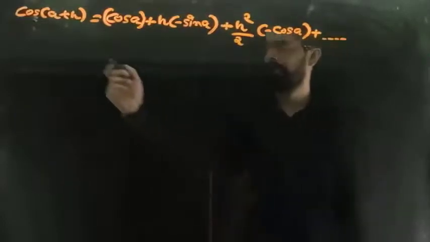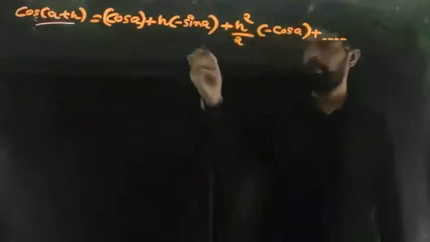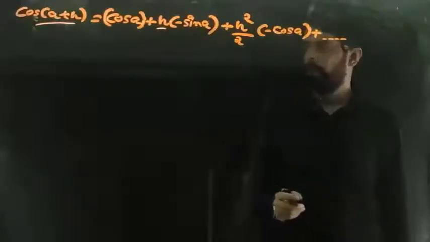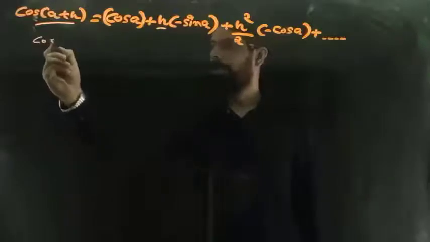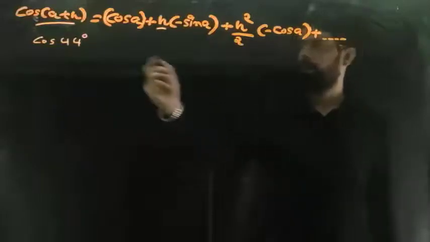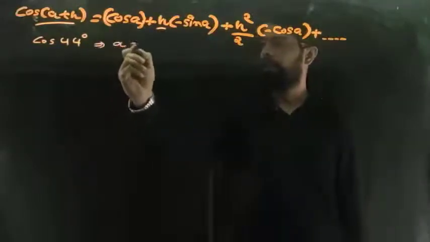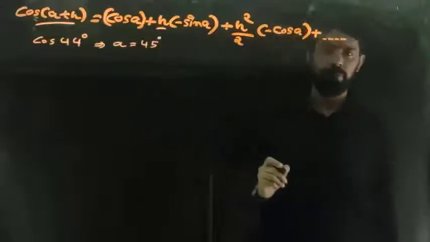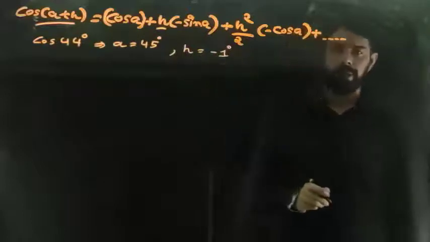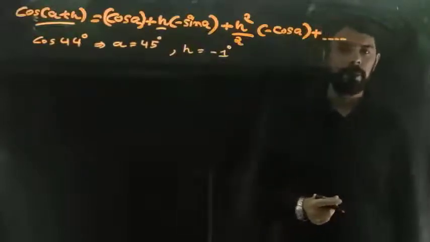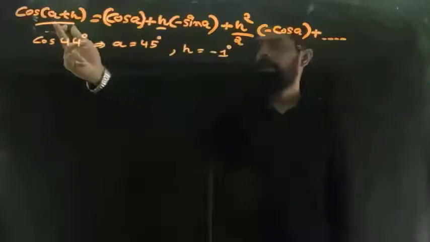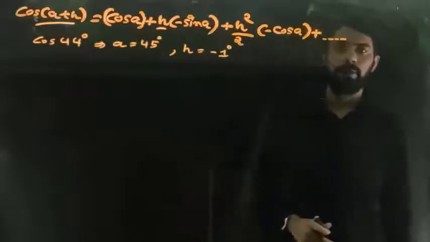So this is the Taylor series of cos(a + h) in powers of h. Now we will have to find the value of cos 44 degrees. To find it, we will replace a by 45 degrees and h by minus 1 degree, because 45 degrees minus 1 degree is 44 degrees.